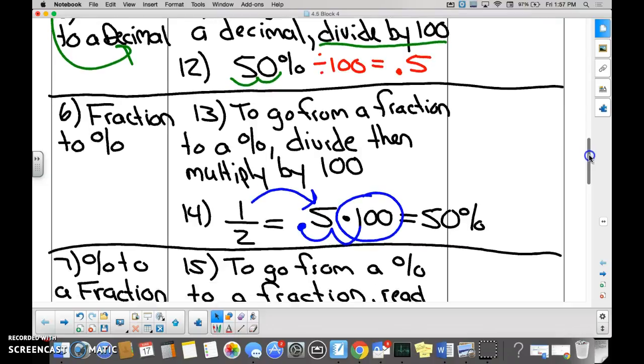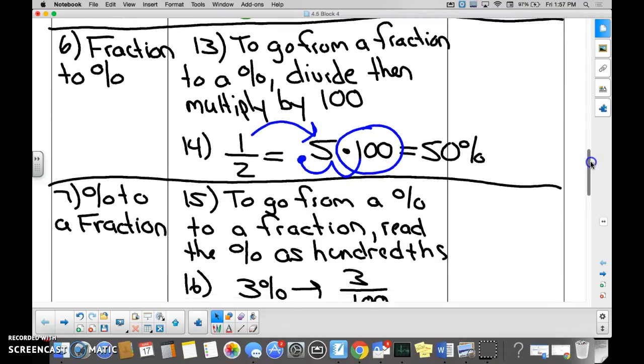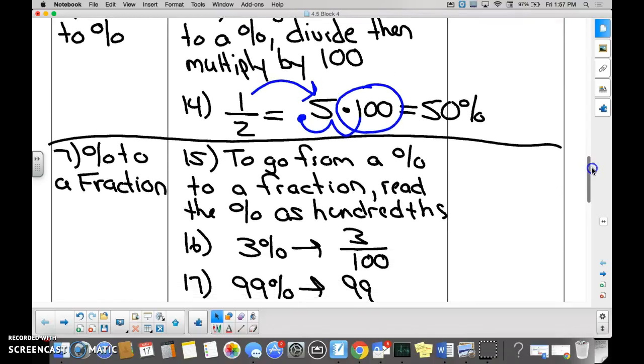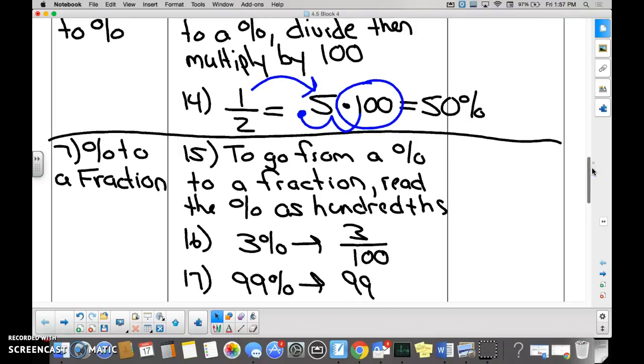Percent to a fraction. You read the percent sign as what? Hundredths. You read it as hundredths. Okay, and then you just put the hundredths in the denominator.